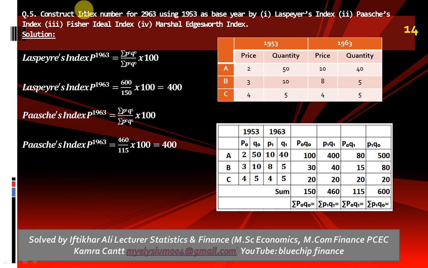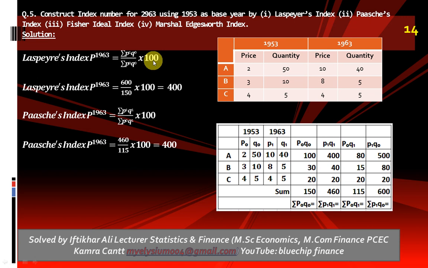After that we move to question number 5, construct index number for 1963. Sorry, it was a mistake, 1963. It was for 1963, using 1953 as base year by Laspeyres index, Paasche, Fisher and Marshall-Edgeworth index. In all previous papers, almost this question was included.